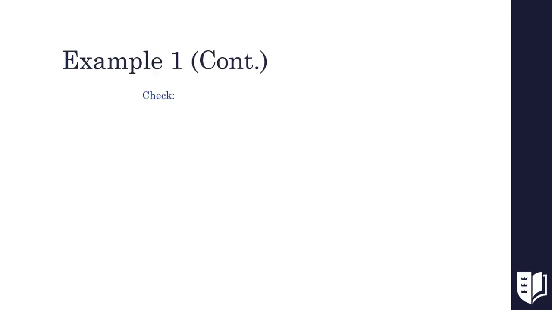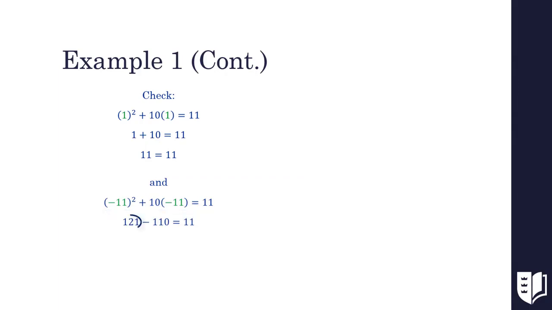To check these roots, we plug them into the equation one at a time. Plugging in 1 gives us 1 squared plus 10 times 1 equals 11. This is the same as 1 plus 10 equals 11, which is correct. Plugging in negative 11 gives us negative 11 squared plus 10 times negative 11 equals 11. This equals 121 minus 110 equals 11, which is also correct.